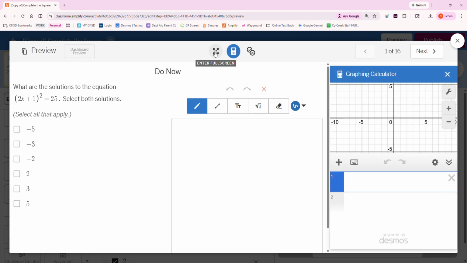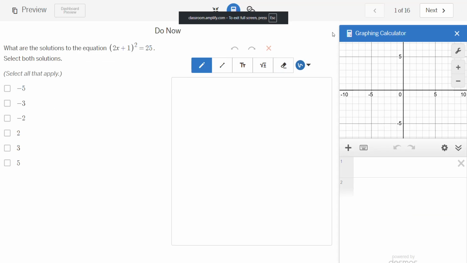Okay, I'm going to open up Desmos before I maximize this. Okay, so I'm opening up Desmos because we're going to talk about solving this problem and the easiest way to handle this problem. And then we're going to talk about relating this to what you have been learning, which is taking the square root of both sides.